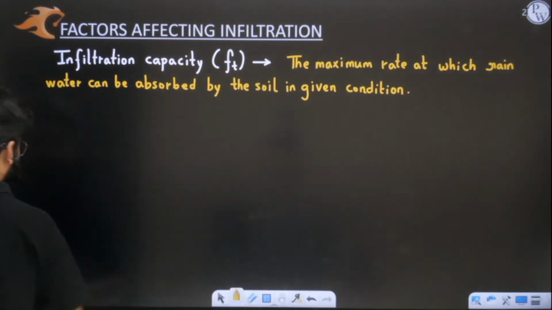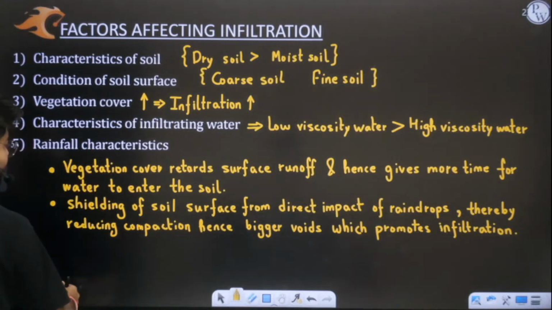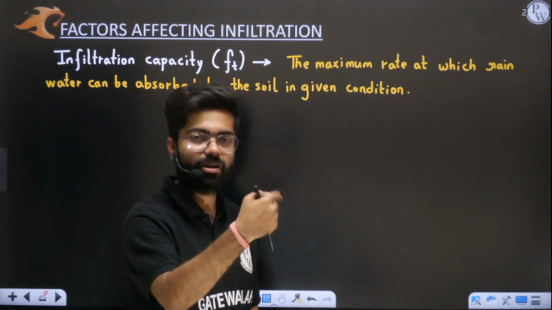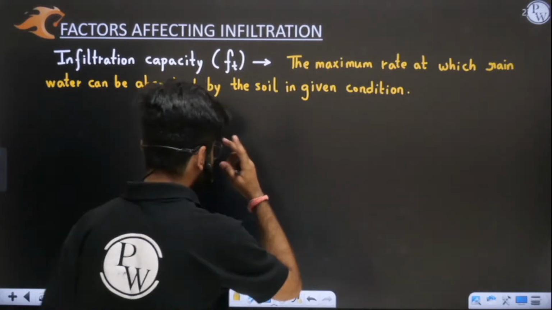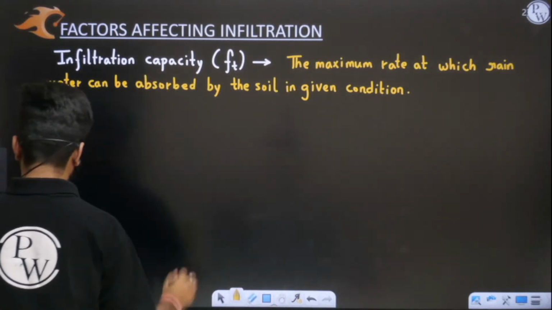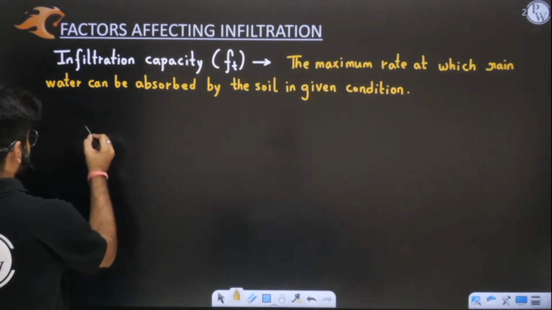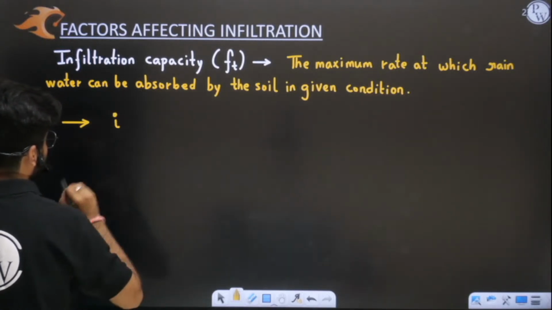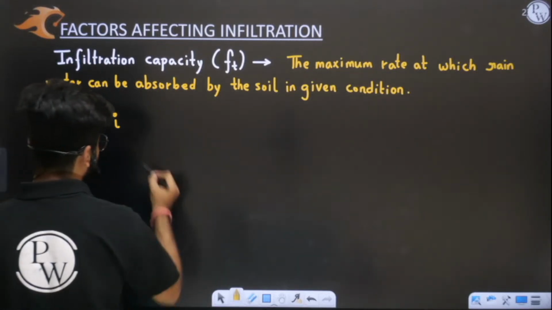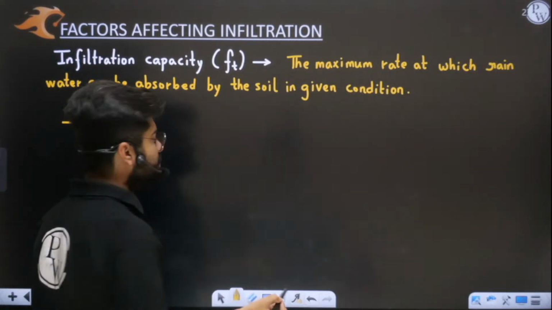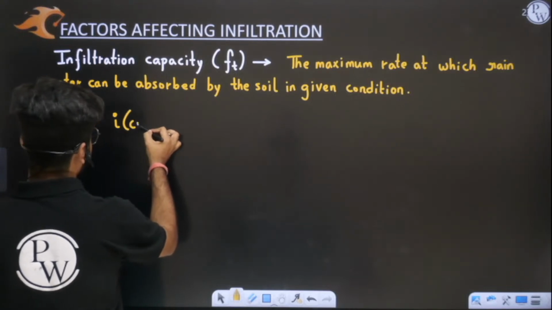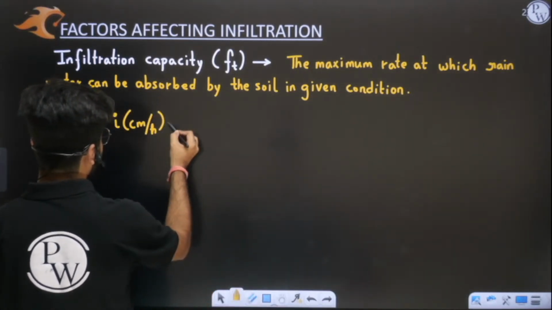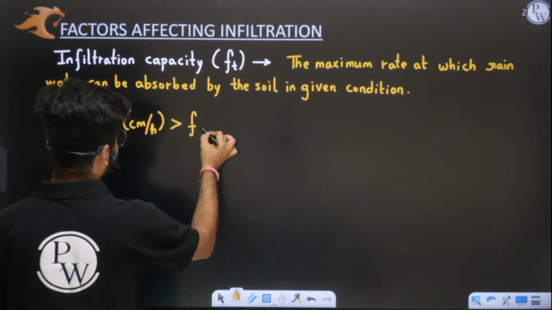See how rainfall characteristic is affecting infiltration. Rainfall can be more or it can be less. Two conditions are there, so let us consider both cases. The very first case: let us assume I stands for intensity of rainfall, obviously in centimeter per hour, and let us assume it is more than infiltration capacity.